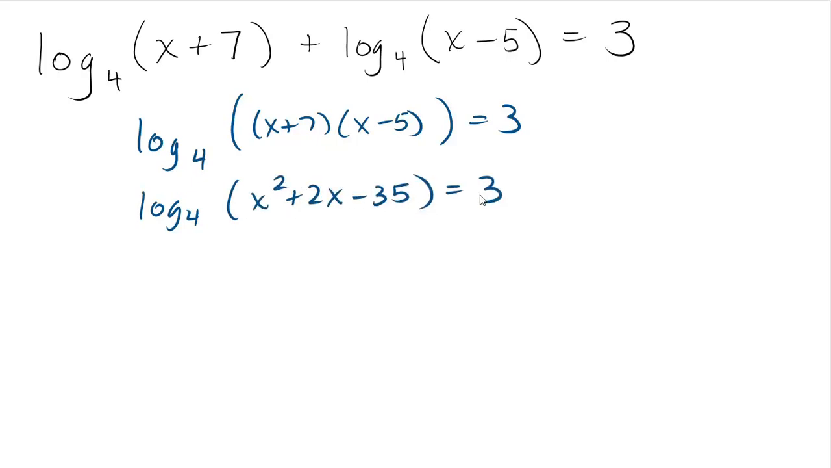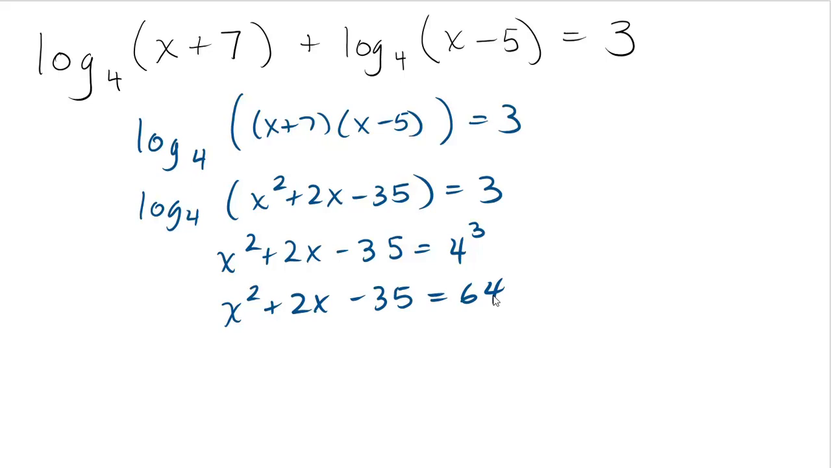And now we rewrite this in exponential form. See if you can rewrite this in exponential form. The input goes by itself on one side. The base of the logarithm is the base of the exponential expression. The output of the logarithm is the exponent. 4 cubed is 64.